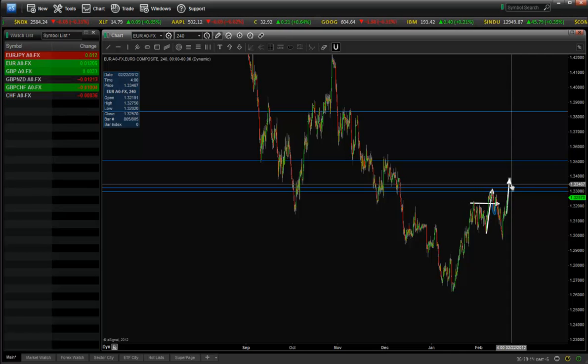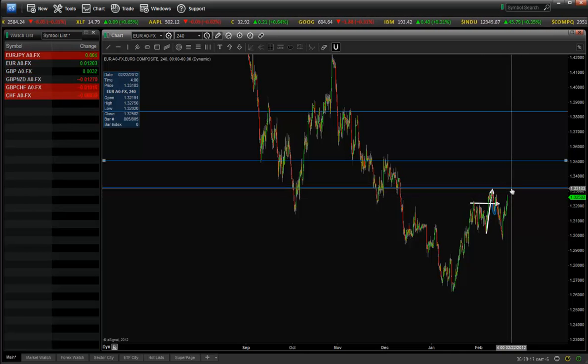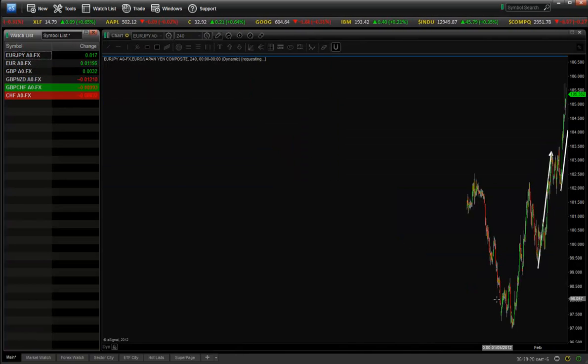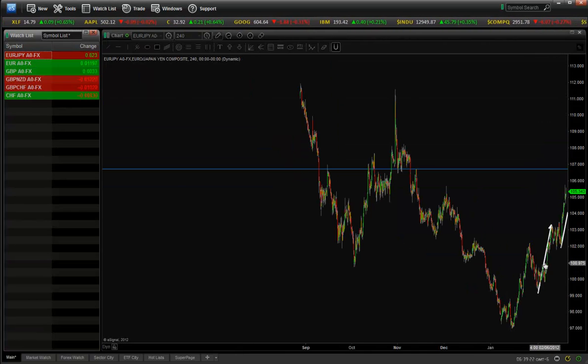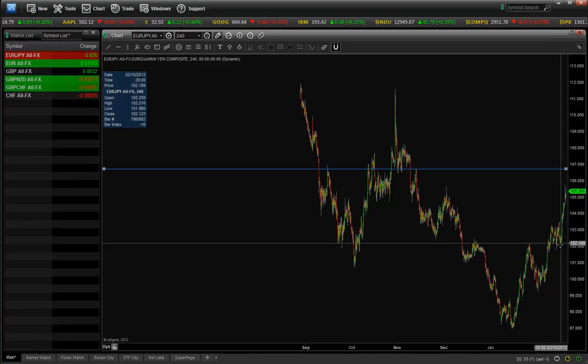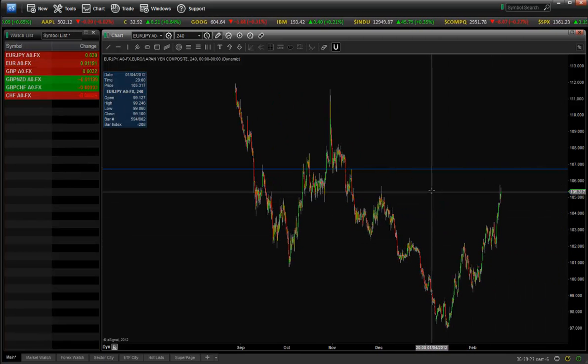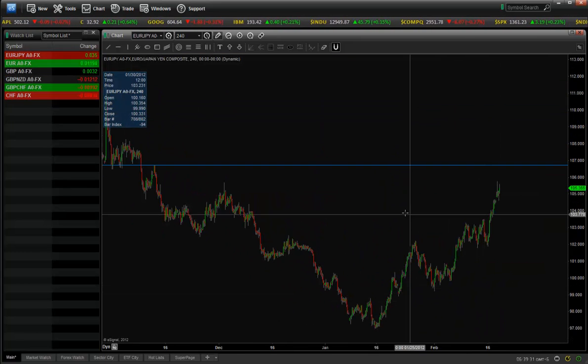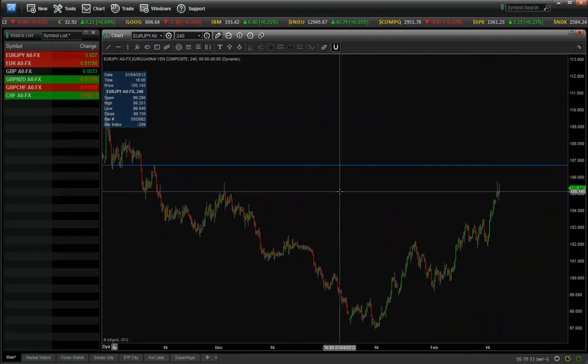But we carry on. Let's take a look at something else. Let's take a look at euro yen. This one I do like. Let me show you guys, we're breaking structure here, or at least we're trying to, right here. Trying to get over this hurdle.